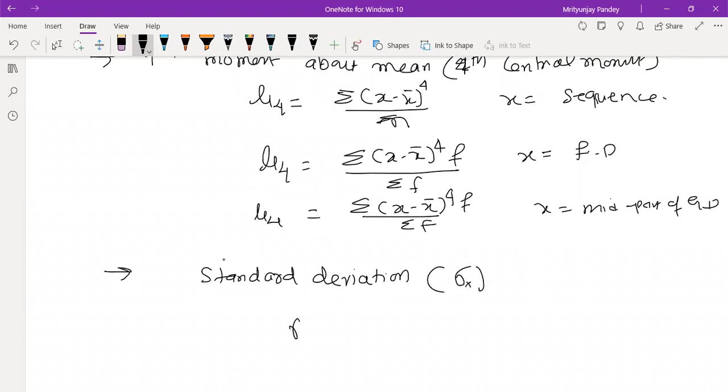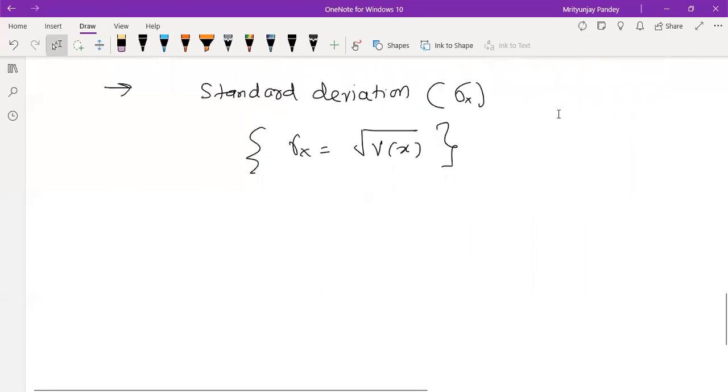So this is nothing but sigma x equal to, this notation is known as sigma. Sigma x equal to root of variance. Right? So these are the definitions of standard deviation as well as variance. Any doubt? No, sir.